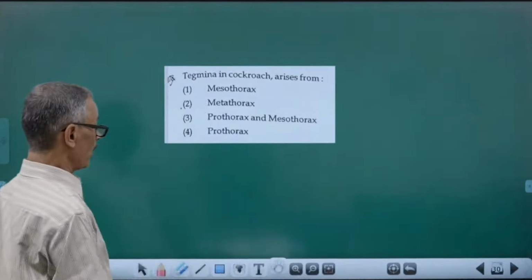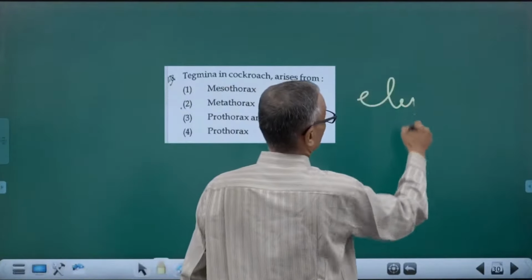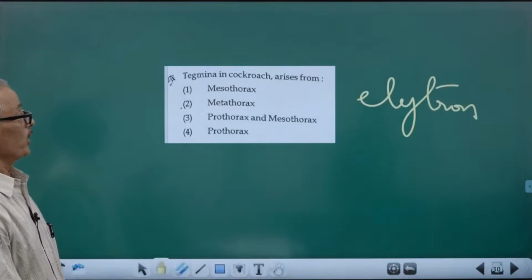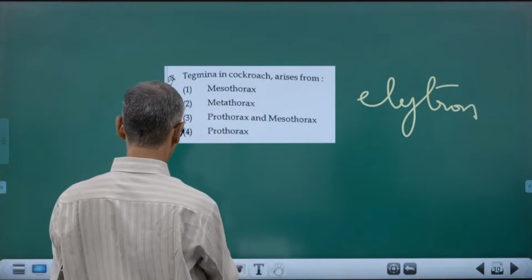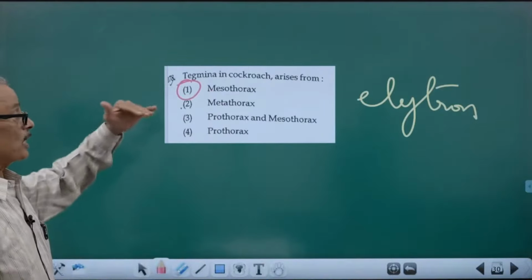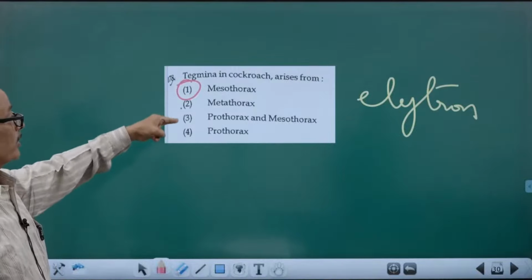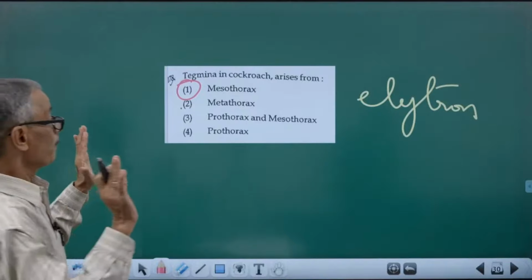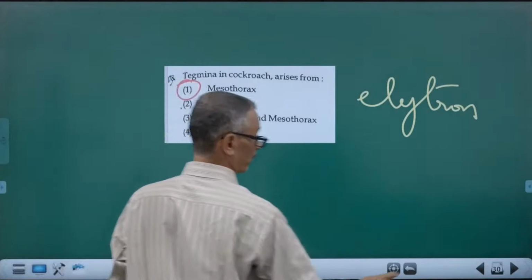Tegmina. What is tegmina? It is also called elytron. It is a covering wing. This covering wing derives from the mesothorax. So the answer goes to 1. Only the meso and metathorax are bearing wings. The metathorax has a membranous wing. So only 1 is the correct option.